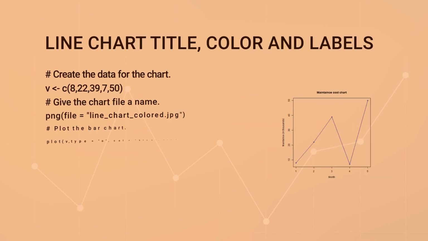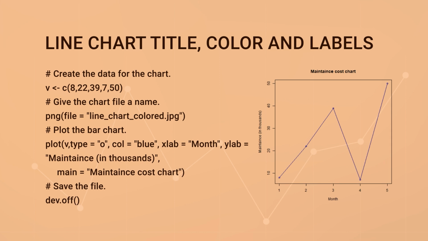Similarly, if you want to change the line chart title, color and labels, you can simply play with the arguments here. In this particular example, you can also give a maintenance cost chart title with the help of the main label, and then you can give the x-axis name and y-axis name. The maintenance is shown in thousands, so this is 10,000, 20,000, and these are the months. Like for the first month it takes 8,000 maintenance, the second month it takes like 22,000 maintenance, something like that.